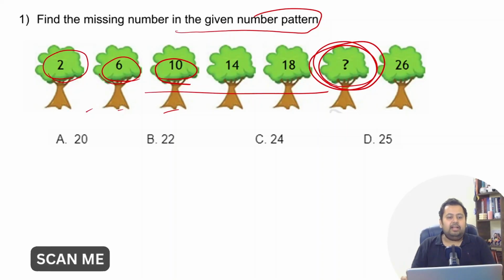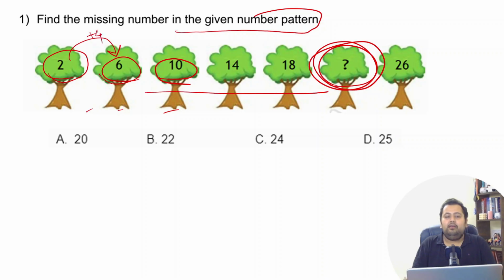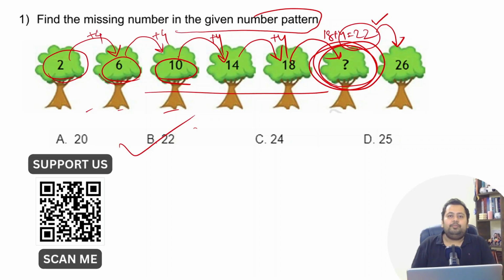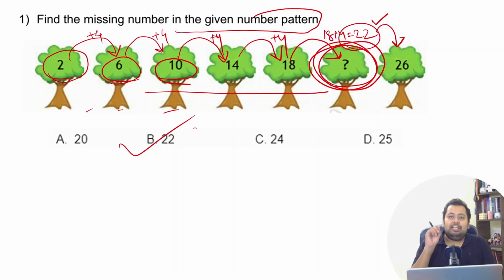Great. I hope you would have got it correct. So if you see the given pattern, from 2 to 6, we are actually jumping by 4, right? So 2 plus 4 is 6. From 6 to 10, there is another jump of plus 4. From 10 to 14, another jump of plus 4. From 14 to 18, again, the jump is 4. So obviously from 18 to the next number, it will be 18 plus 4, that is 22, right? And again, 22 plus 4 is 26. So 22 is the correct answer. Option number B.